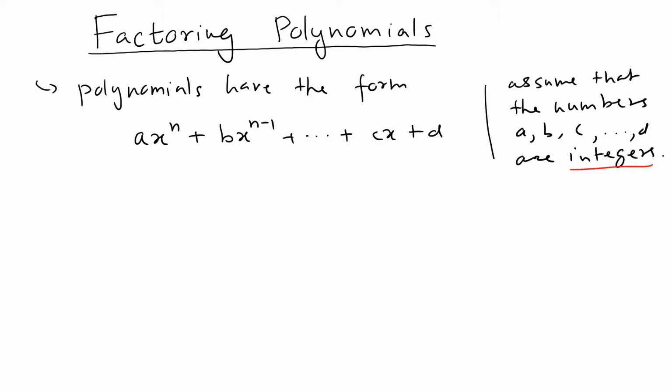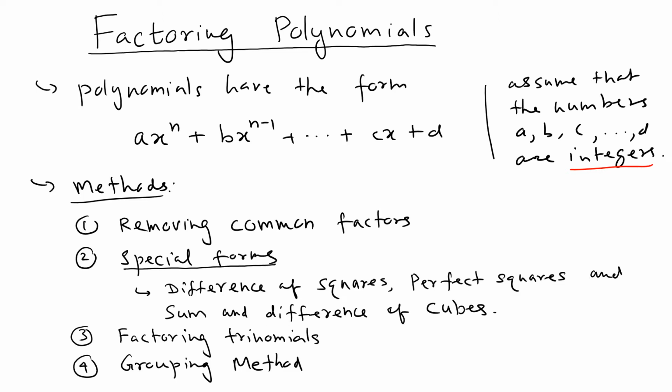We can talk about the four methods we discussed. The first one is removing common factors. The second one is special forms. There are three forms: the difference of squares, perfect squares, and sum and difference of cubes. Then factoring trinomials, the polynomials with three terms. And also the grouping method, which is very important when you have more than three terms.